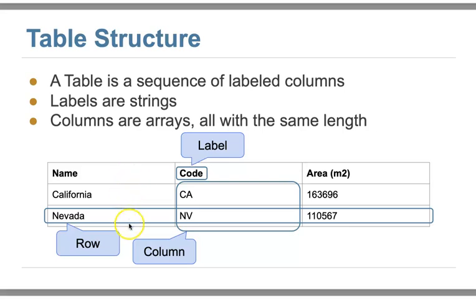And also each column, except the label, all the values contained in a specific column will be of the same type. Not only are columns arrays with the same type of value, but all the columns also have the same length. That means if here we contain all 51 states, then you have the name for 51 states, the code for the 51 states, and the area for the 51 states.